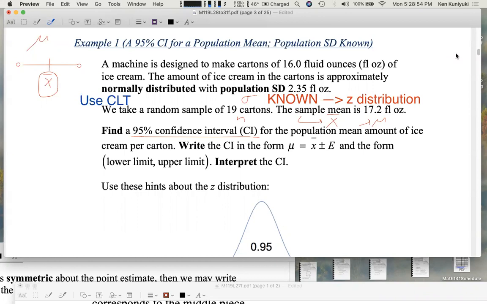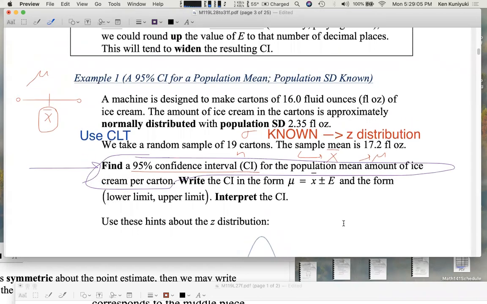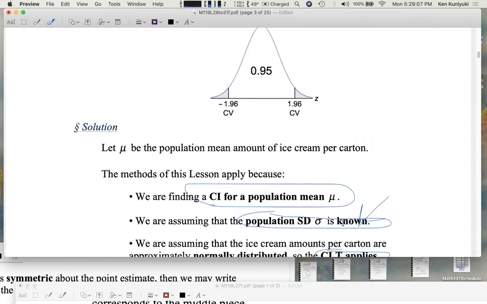All right. So let's go back to our 95% confidence interval for the population mean amount of ice cream per carton. Our example one from lesson 28. Okay.